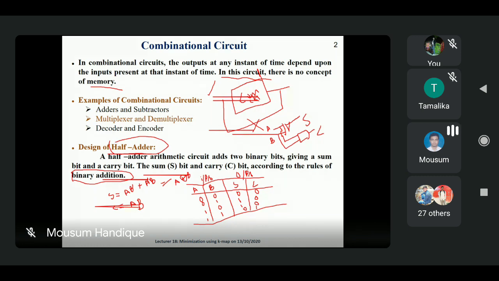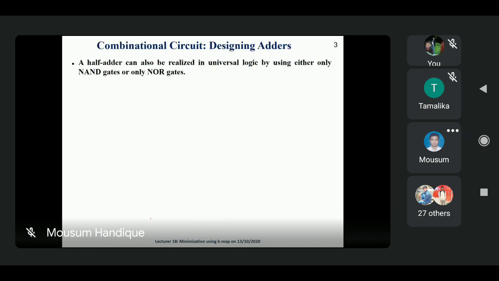And this particular symbol is the XOR symbol. So S is A XOR B and C equals A B. Now, you can try this one.